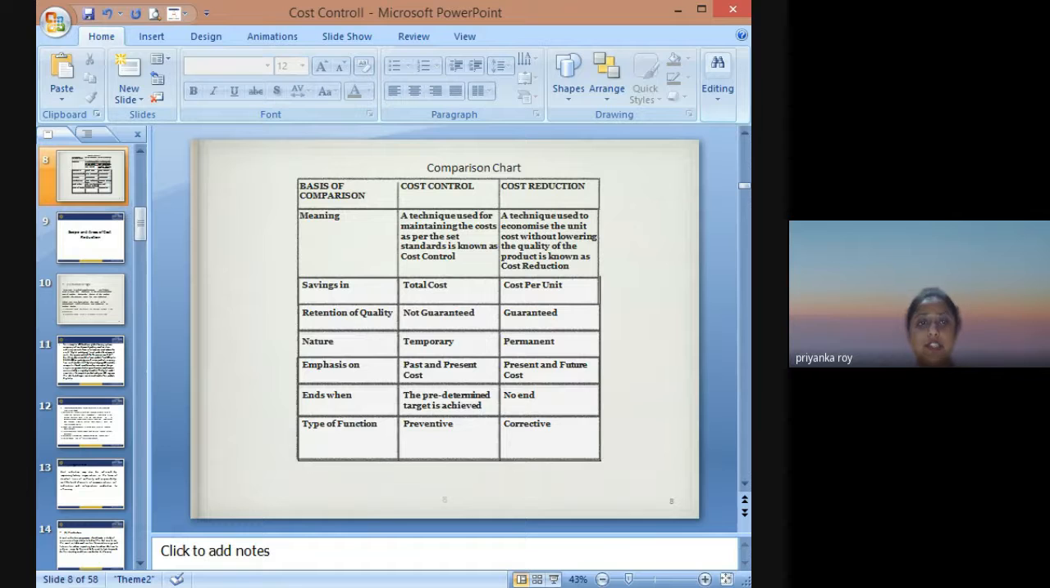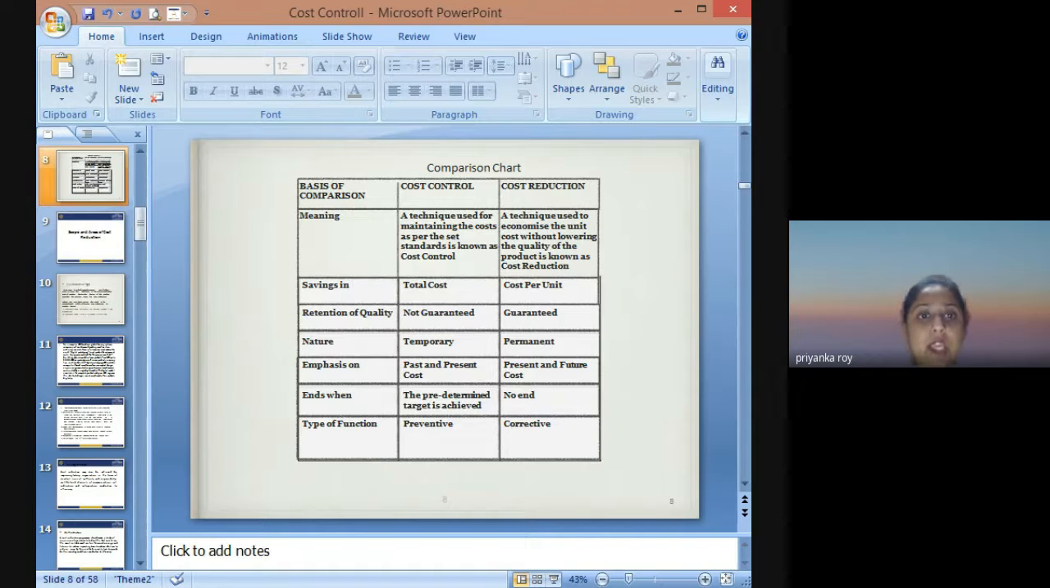Now, comparison chart. Here is a comparison chart. If you can see here, cost control is a technique used for maintaining the cost per the set standard, whereas cost reduction is a technique used to economize the unit cost without lowering the quality of production.